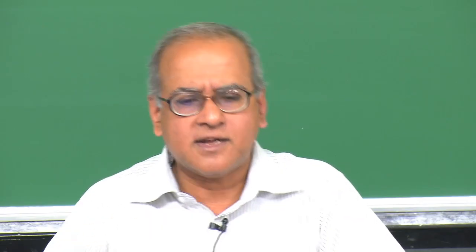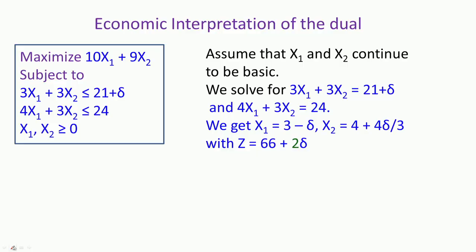We are also going to make an assumption that because of this increase of delta, we will still continue to make both the products, which means x1 and x2, which were in the solution, will continue to be basic. Then it is enough to solve for 3x1 plus 3x2 is equal to 21 plus delta, and 4x1 plus 3x2 is equal to 24. Assume that delta is known.